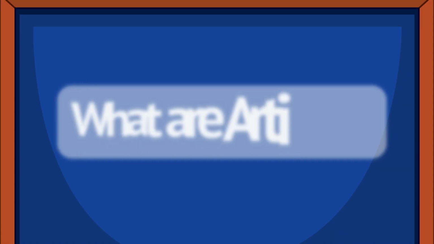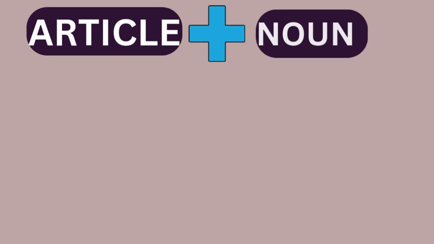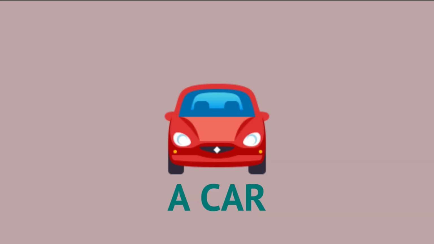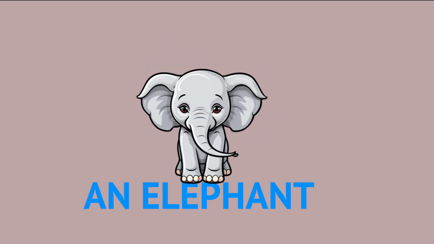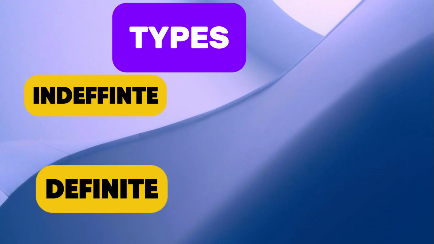So, first things first, what are articles? Articles are those little words that come before a noun. An apple, a car, a dog, an elephant. They give us information about whether that noun is something general or specific. There are two types of articles in English: indefinite articles and definite articles.